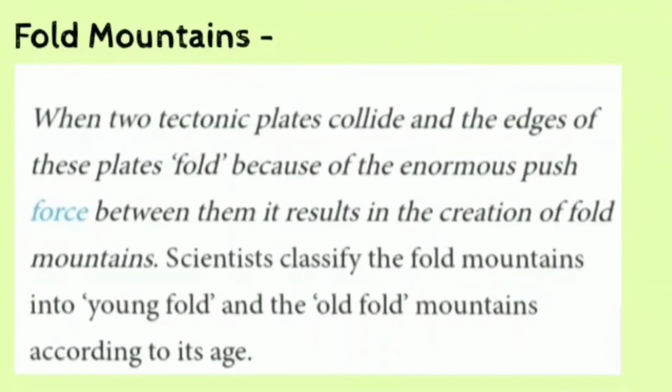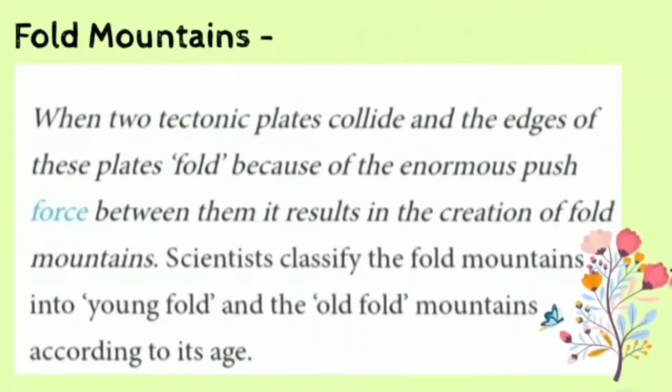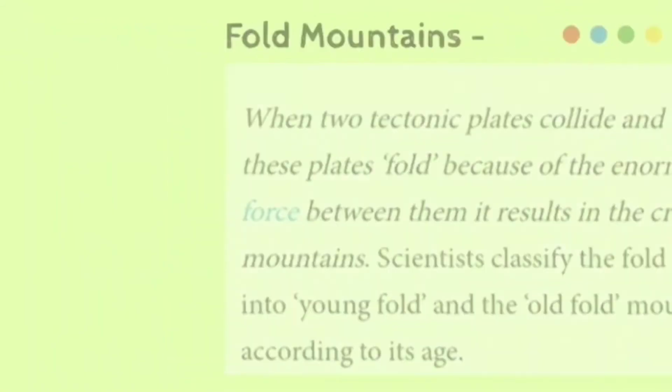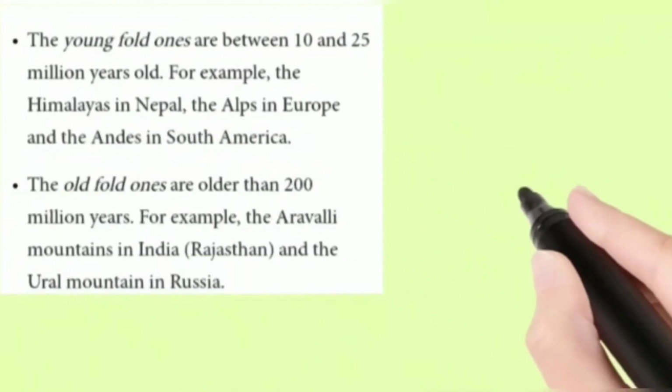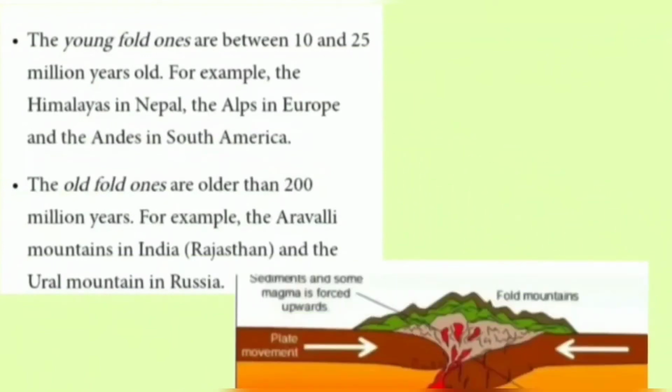Fold mountains. When two tectonic plates collide and the edges of these plates fold because of the enormous push force between them, it results in the creation of fold mountains. Scientists classify the fold mountains into young fold and old fold. So the young fold ones are between 10 and 25 million years old.